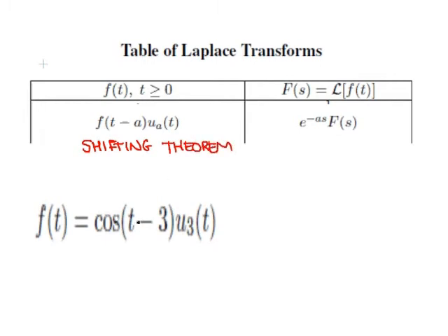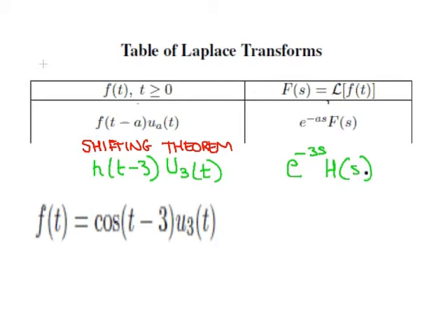So we have cos of t minus 3, u of 3t. First off, I'm going to make an important point here. I'm going to actually just rewrite the notation as h to describe this inside function of cos t minus 3, and I'm going to make that h of t minus 3 times u3 of t. And on this side, necessarily, we have e to the minus 3s times h of s. So that actually simplifies things a great deal. Now, importantly, just to be clear, a is 3, so that's what happened there.